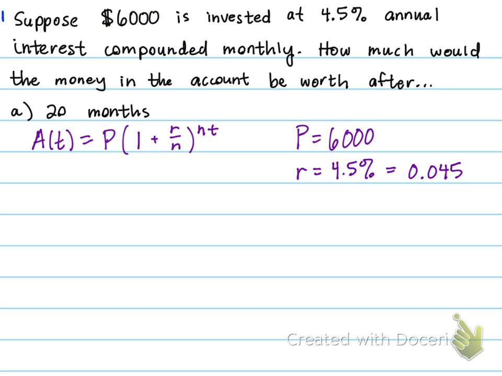Then it tells us that we're compounding monthly. So we know that monthly, how many months are in a year? Well, that's 12. So n is 12. And then it says how much would it be worth after 20 months? So we need to go through time. Time's going to be 20 over 12, because we're talking about 20 months over 12 months in a year. So in terms of that fraction, we're dealing with 5/3.